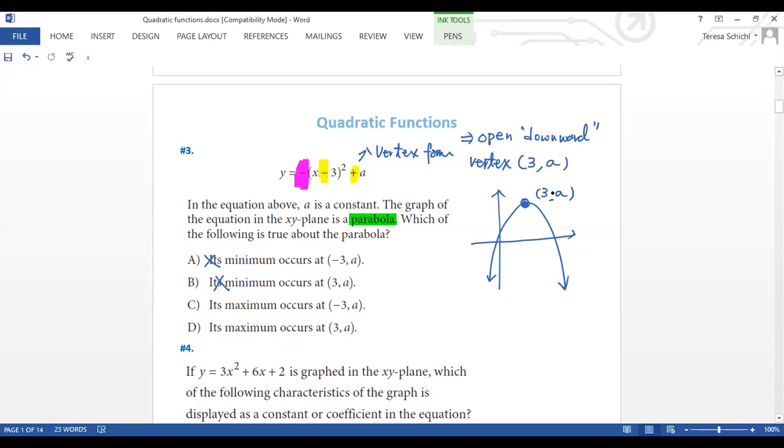So the maximum happens where the vertex is, which is 3 and 8. So be careful: if this is a plus 3, then it would be a negative 3. For this problem, the College Board wants to test your understanding of the vertex form.